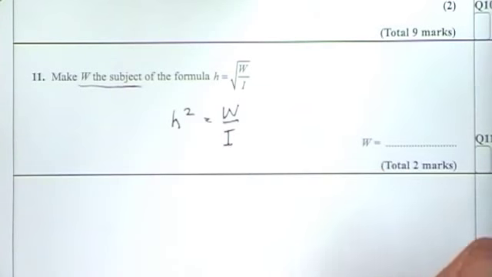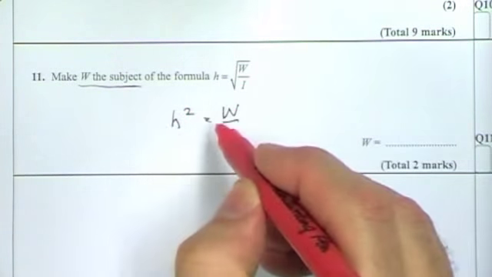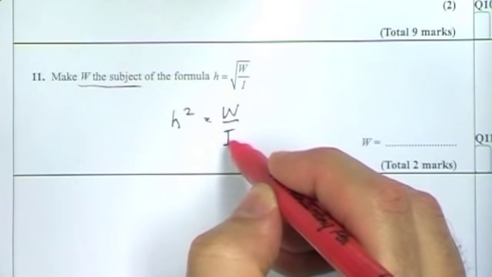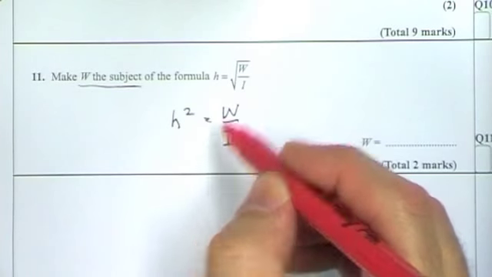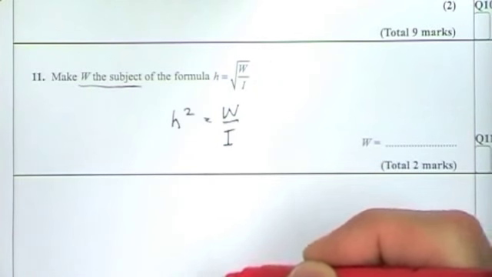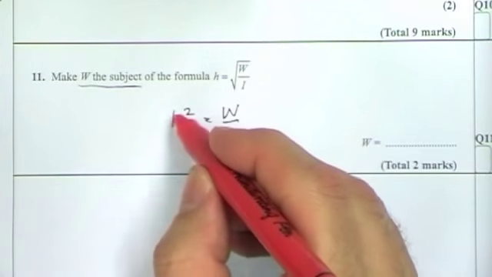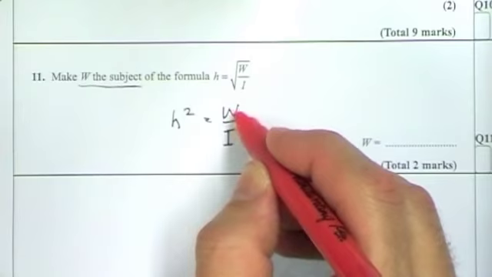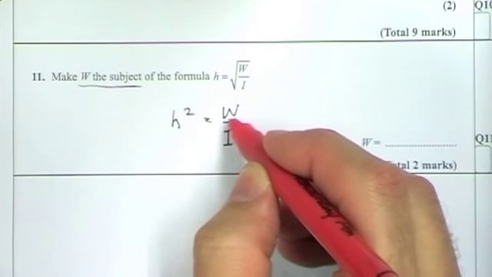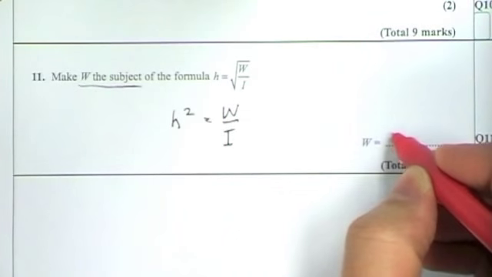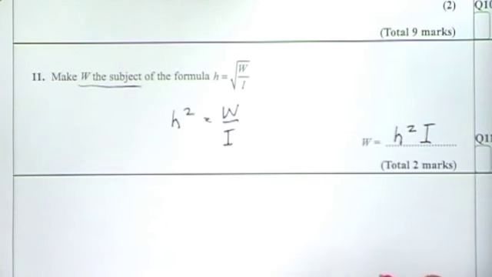It's actually W that I want to isolate, the formula in terms of W. So using this, h squared equals W over I. I've got W except for it's been divided by I. So how do I undo a divide by I? I do the opposite, it's times I. So multiply both sides by I. This becomes h squared times I, and this becomes just W because the I's will cancel. So W equals h squared times I.